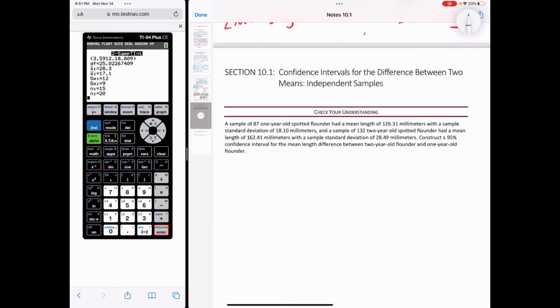For this question, we've got a sample of 87 one-year-old spotted flounder, and it gives you the mean length and the sample standard deviation. A sample of 132 two-year-old spotted flounders gives you the same data. Notice it says sample standard deviation. Even if it didn't say the word sample, you assume that it's from the sample unless it specifically tells you population or sigma. But this is samples. This is T. I want a 95% confidence interval for the mean length difference between 2-year-old flounder and 1-year-old flounder. So this is a 2 sample T.